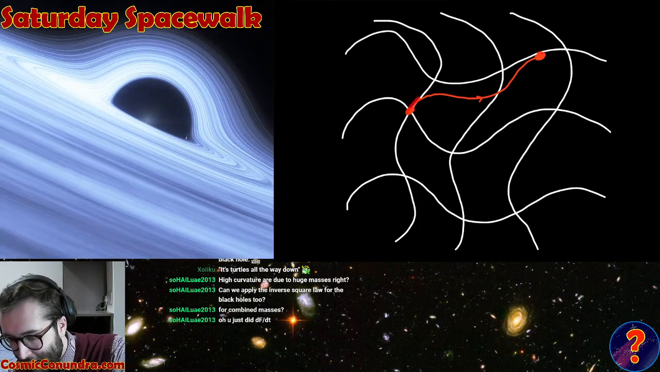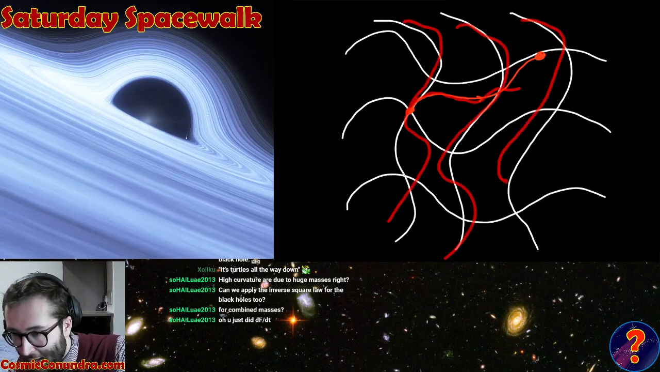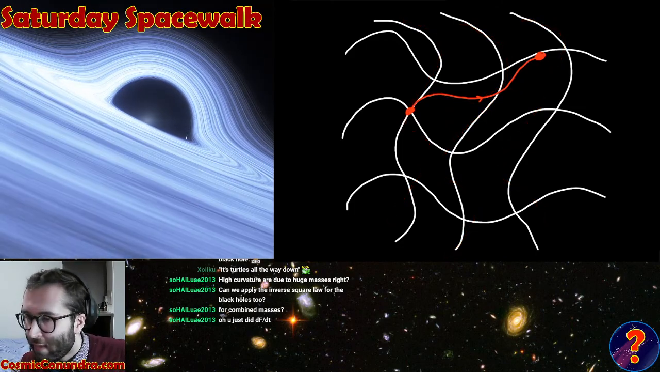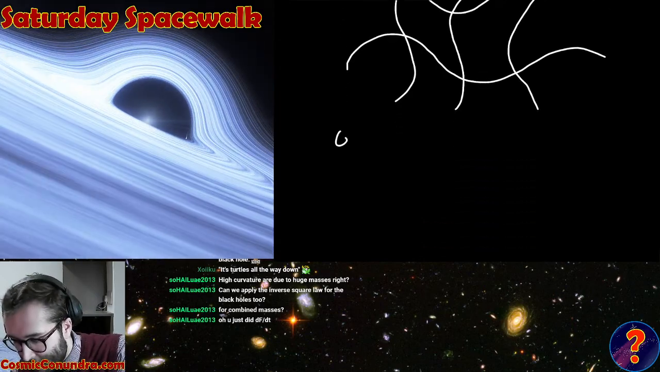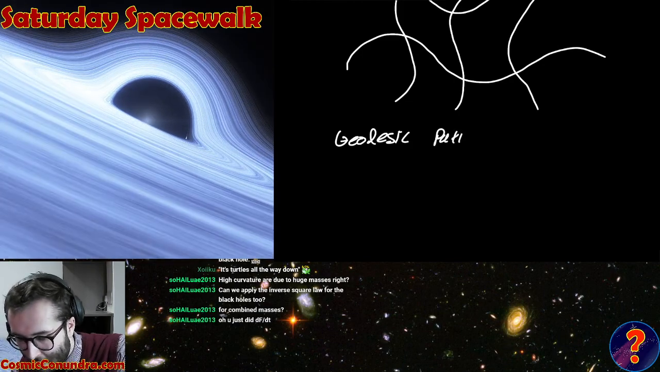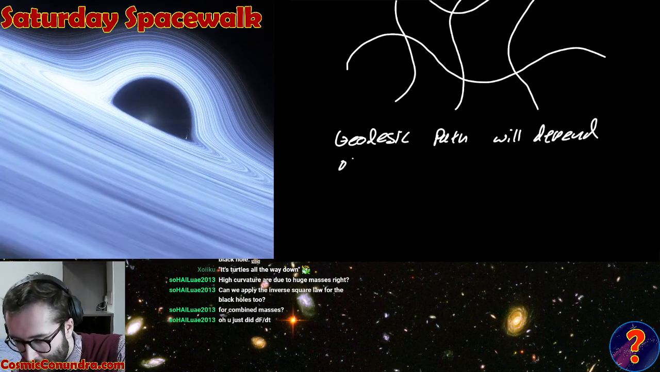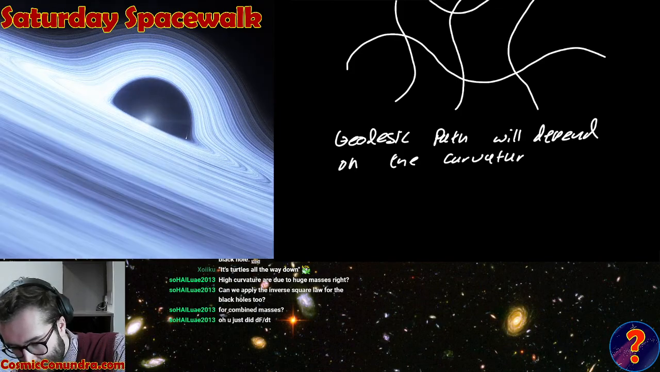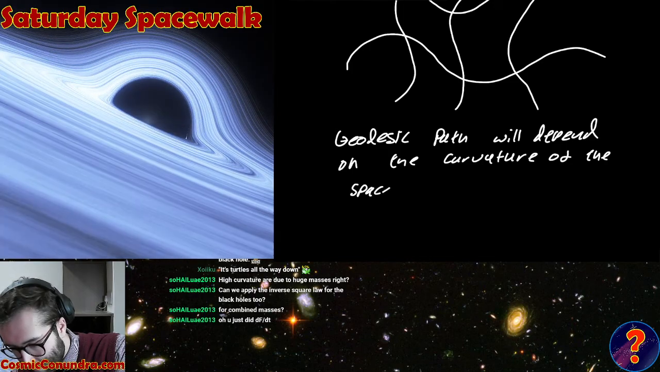And the particular path depends on how curved the space in the background is. It depends on what the specific curvature is; that will affect the path, okay? So in other words, to summarize, the geodesic path will depend on the curvature of the space-time.